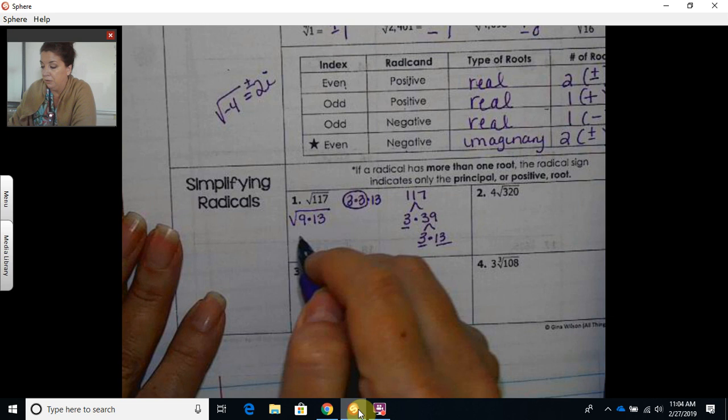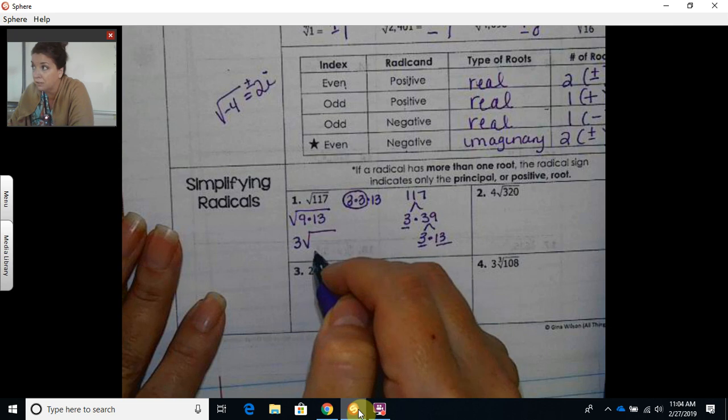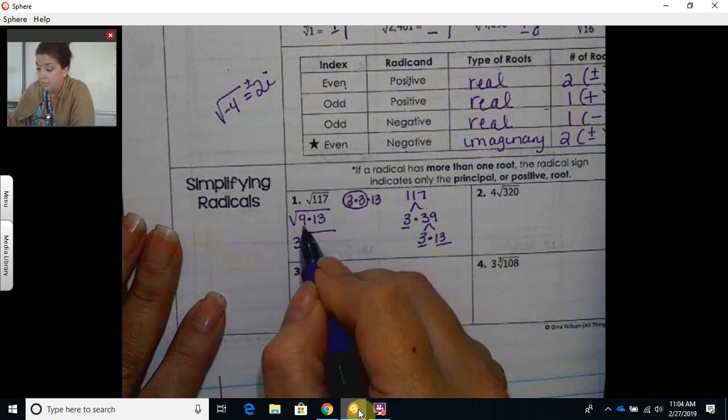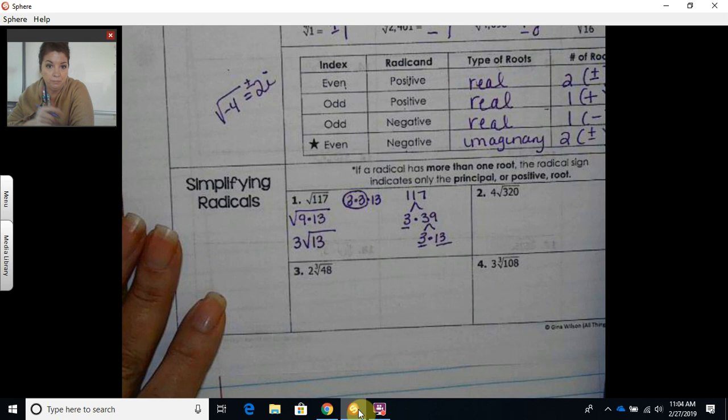Do I still put a 9 under the radical? No. Do I put the other 3 under the radical? No. A lot of students do. But the square root of 9 is 3. It's not 3 square root 3, is it? No. Okay. So the 9's been taken care of. Can I take the square root of 13? Does 13 have any perfect square factors? It's prime, so it doesn't, except 1, and 1 doesn't count. So 13 stays under the radical.